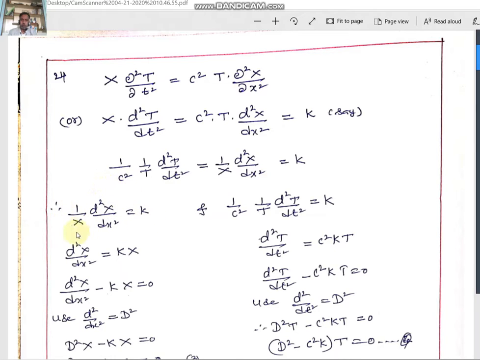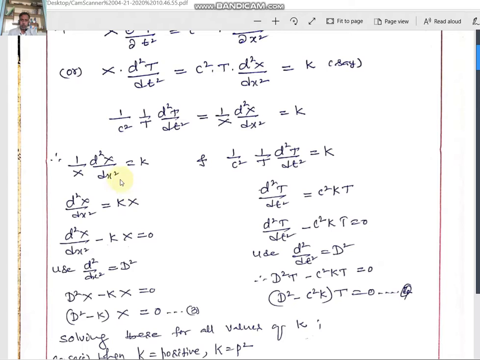So what is the transformation or the change here? This term should involve x function and its derivative only. There is no t here. Similarly, another equation has t function and its derivative. There is no x here. So in such a way you have to simplify.